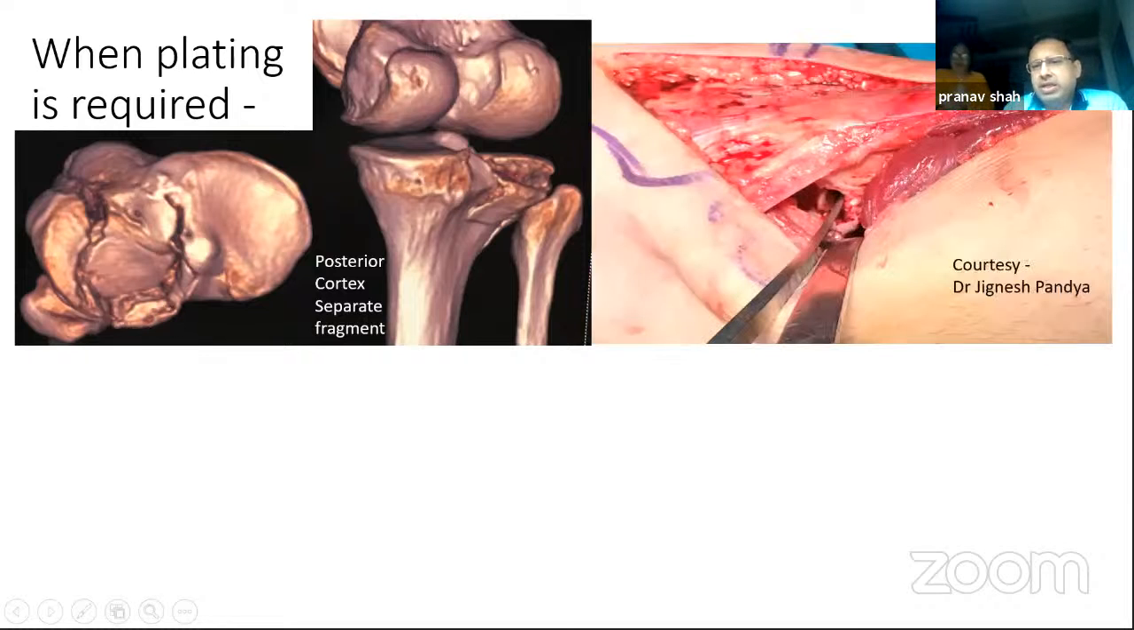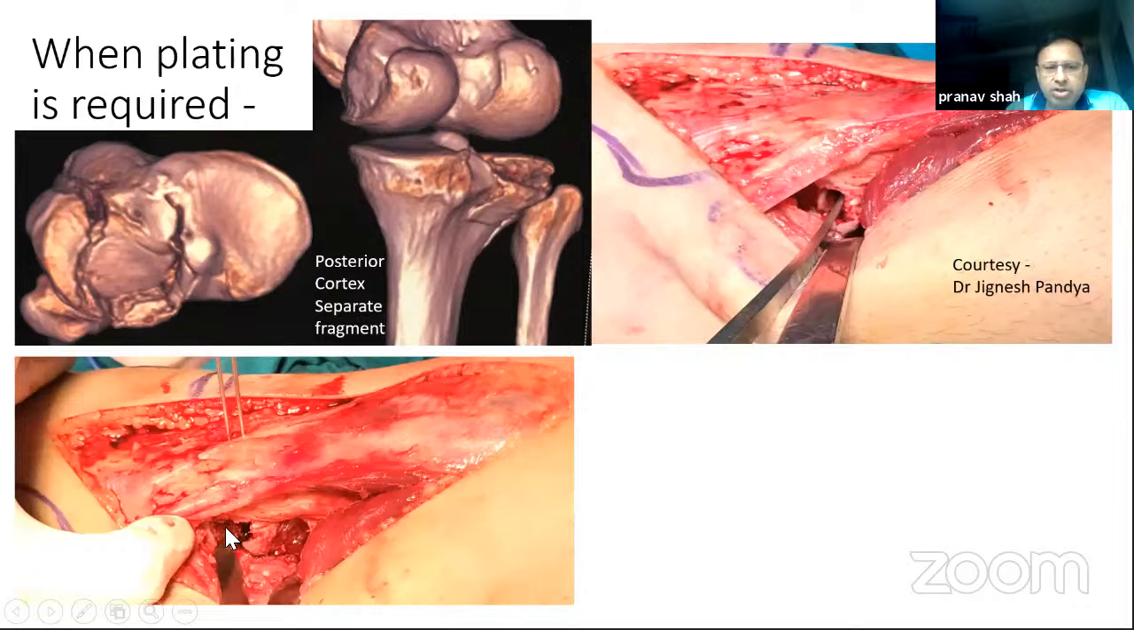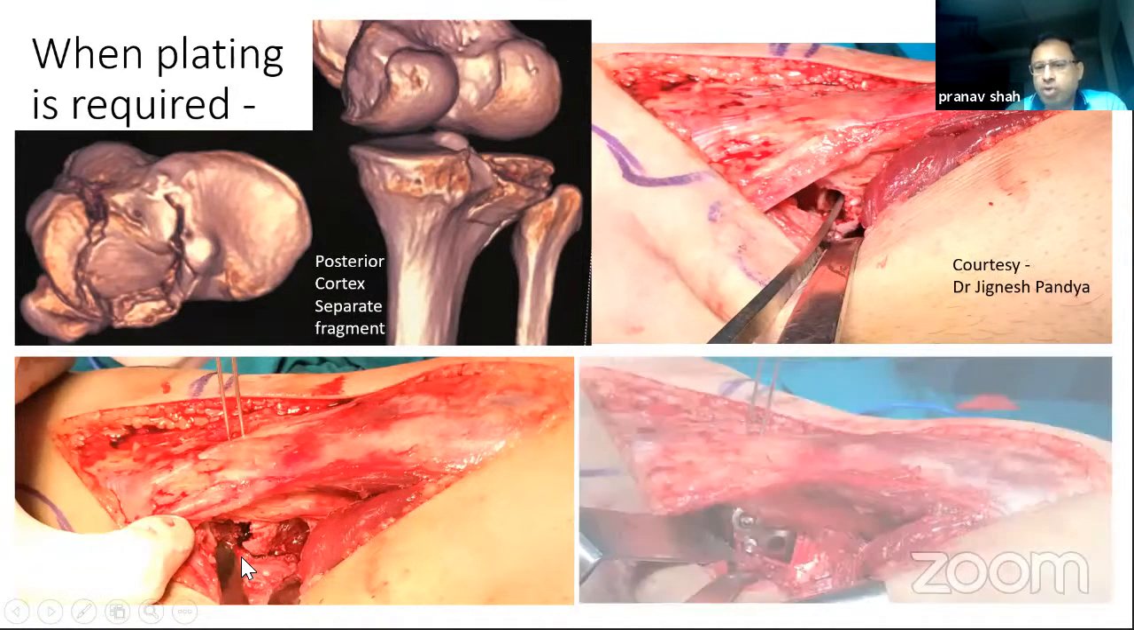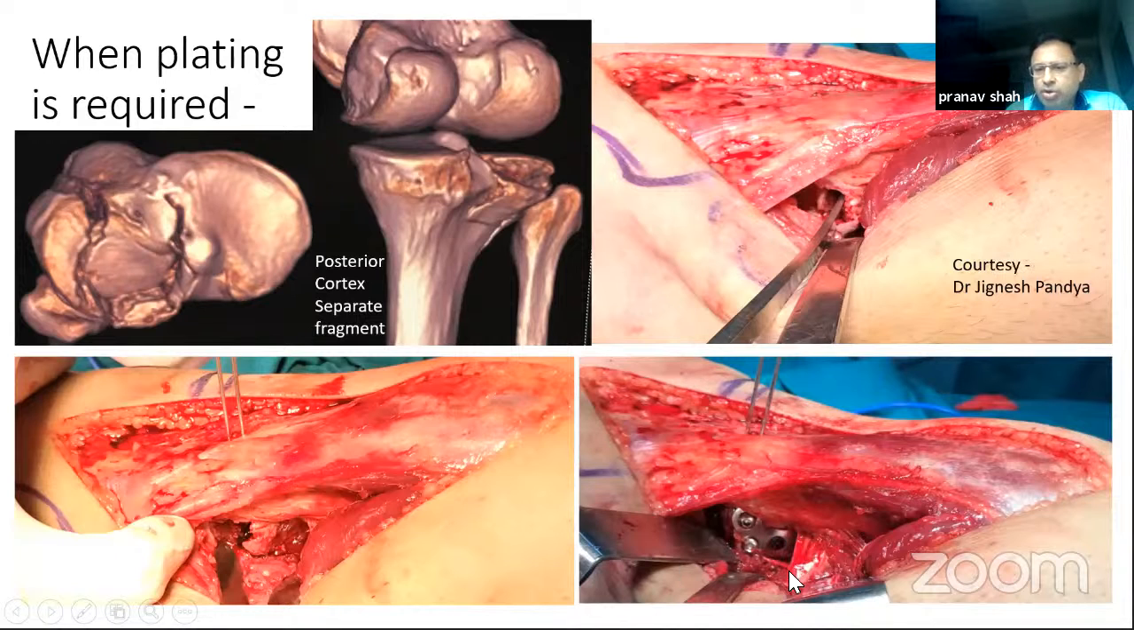So here he has reduced, this is the articular portion, this is the marginal portion. Having reduced the articular portion and stabilized it with K-wire, this cortex he has supported with a small plate, and you can see the neurovascular bundle is so much near. So the plate has to be really small, really short. We cannot use a long plate in this direction.